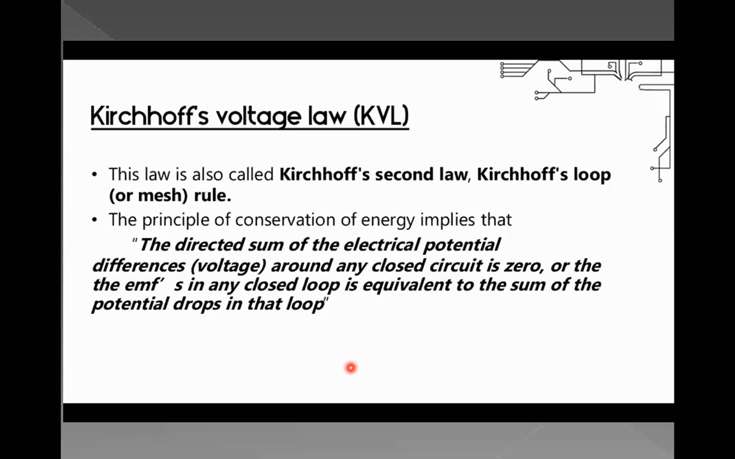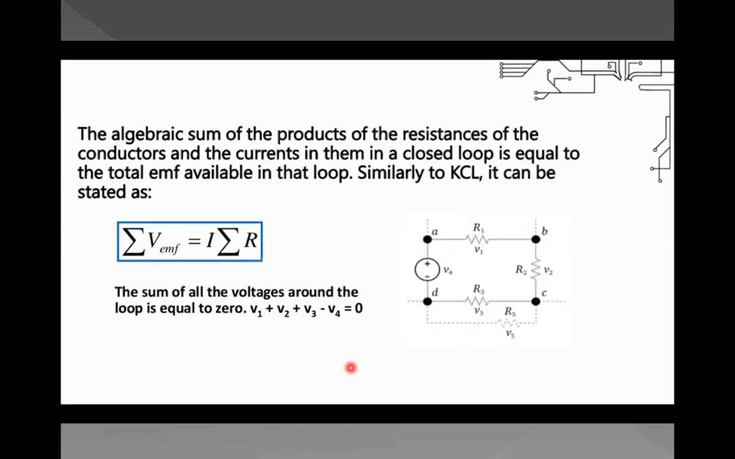We will have a mathematical expression. Now I hope you will understand more clearly. So what Kirchhoff's law was saying, if you see this particular equation, is that the algebraic sum of the products of the resistance of the conductors and the currents in them in a closed loop is equal to the total EMF available in that loop. So you can see the algebraic sum of the products of the resistance. It means the summation of the product of current and resistance in that particular mesh or loop is equal to the total EMF available in that loop.